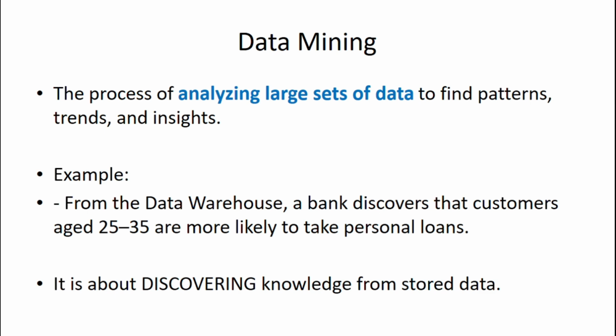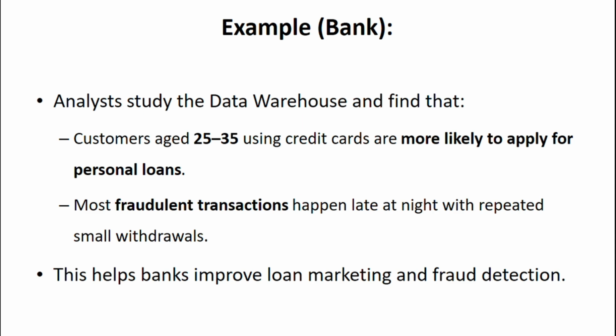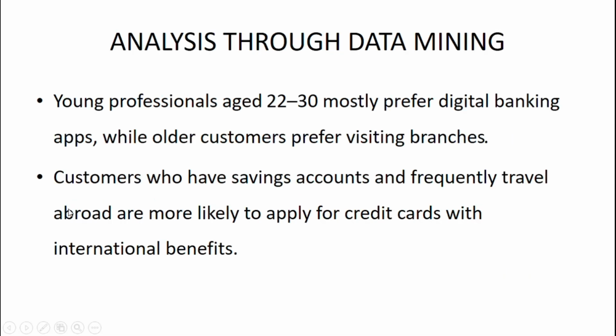Again, let's see the instance of a bank. Analysts study the data warehouse and find that customers aged 25 to 35 using credit cards are more likely to apply for personal loans. Mining reveals that young professionals aged 20 to 30 mostly prefer digital banking apps, while older customers prefer visiting branches. And one more instance, customers who have savings accounts and frequently travel abroad are more likely to apply for credit cards with international benefits. Such type of analysis is done through data mining on a data warehouse.